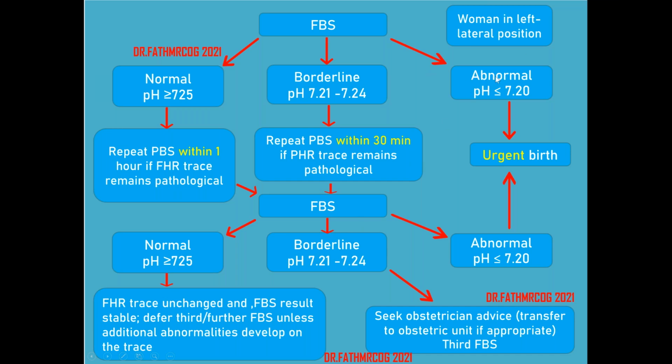And if the fetal pH is abnormal, you go directly for urgent delivery. If it's abnormal, the only way to manage the patient is urgent delivery. So this is the difference if the fetal blood sample is normal, borderline, or abnormal. Is it clear?